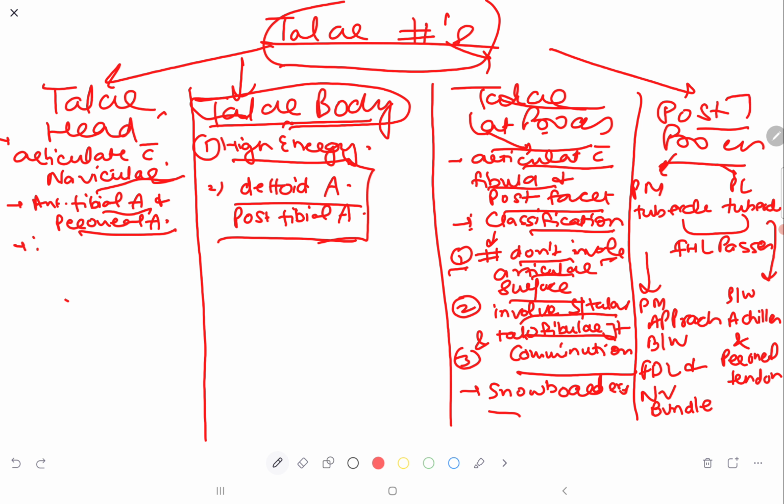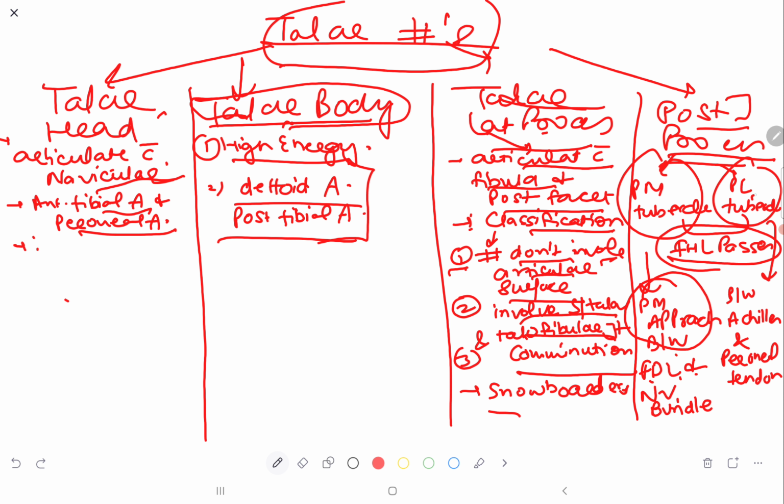Then there is the posterior process. Here we have two types, posteromedial tubercle and lateral tubercle. In between these two tubercles is the groove through which the FHL passes. Posteromedial tubercle fractures are approached with the posteromedial approach, that is in between the flexor digitorum longus and the neurovascular bundle.